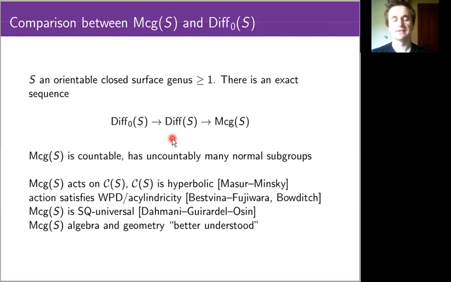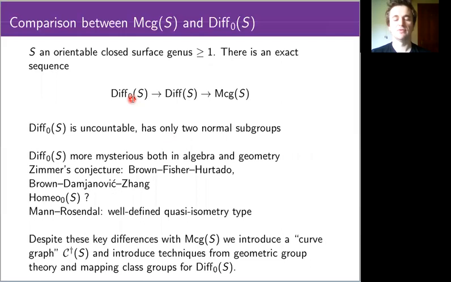On the other hand, Diff naught of S is an uncountable group, yet it only has two normal subgroups. It's a simple group, which can be understood from the work of Martin Thurston and David Epstein. In terms of its algebra and geometry, Diff naught of S is much more mysterious.